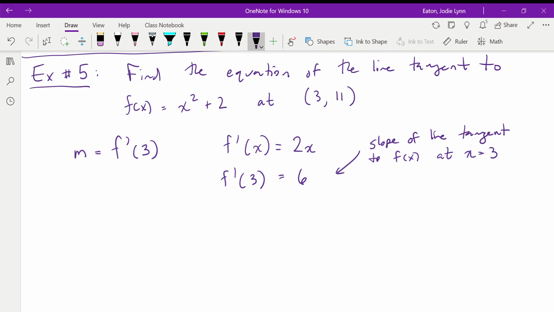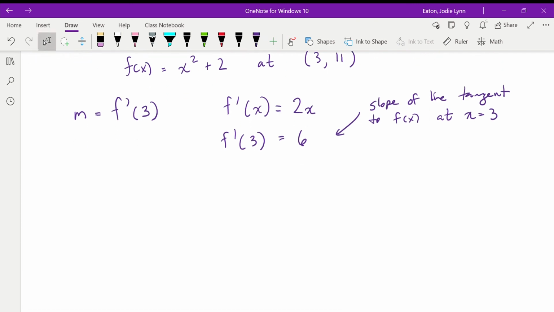So this number won't work for anything, but we can use the function f prime of x to calculate the slope of the tangent line at any point. So now we need to find, we know that y equals 6 times x plus b. We're going to use the xy point 3, 11. So we have 11 equals 6 times 3 plus b. So 18 plus b, which equals negative 7 is b.